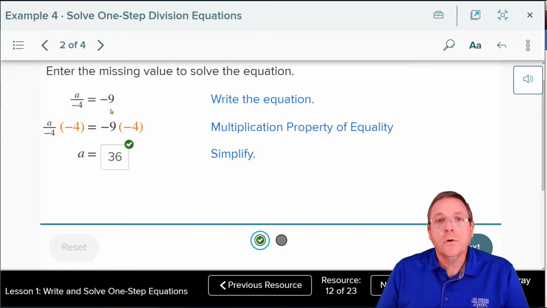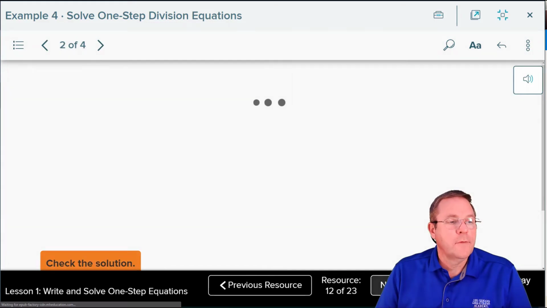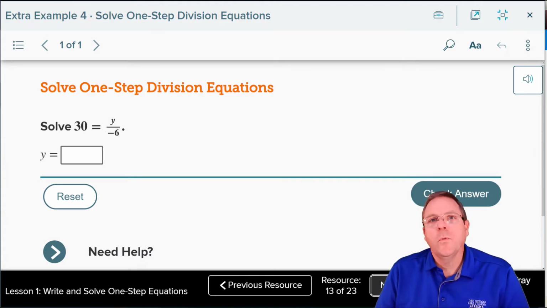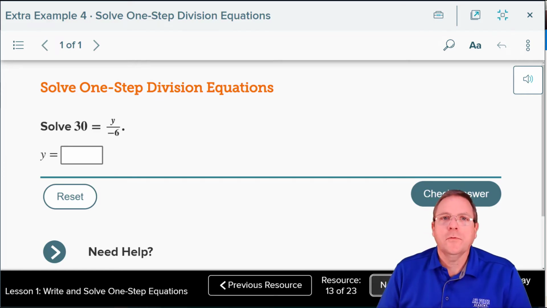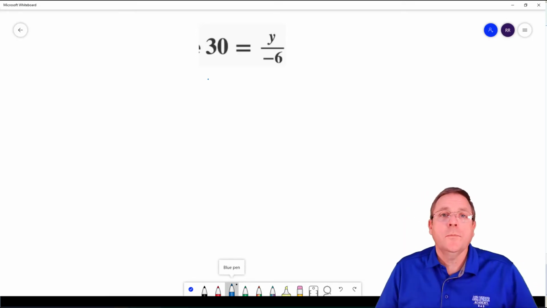This is showing your work. This is what I must see. If I don't see that on each and every problem of this type of your homework, yep, you have done it just for fun. And now it's your turn. Pause the video and solve 30 is equal to y divided by negative 6, making sure you give me good high quality supporting work. Did you get the right answer with good supporting work?